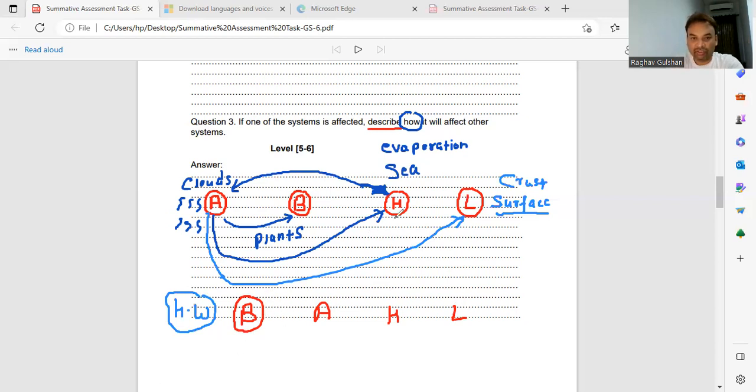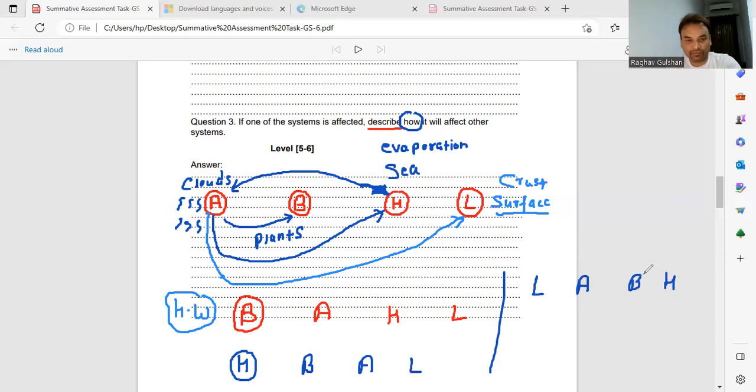And in the third case, you can take the hydrosphere first. So take the hydrosphere, and then you write the biosphere, and then you write the atmosphere, and then write the lithosphere. And again, in the fourth part, okay, I'm writing the fourth part. Now, how the lithosphere will affect the atmosphere, the biosphere, and hydrosphere, right? So now this is your task, right?